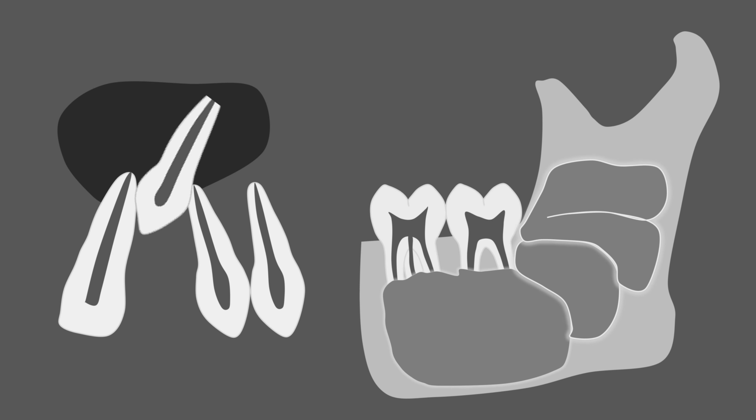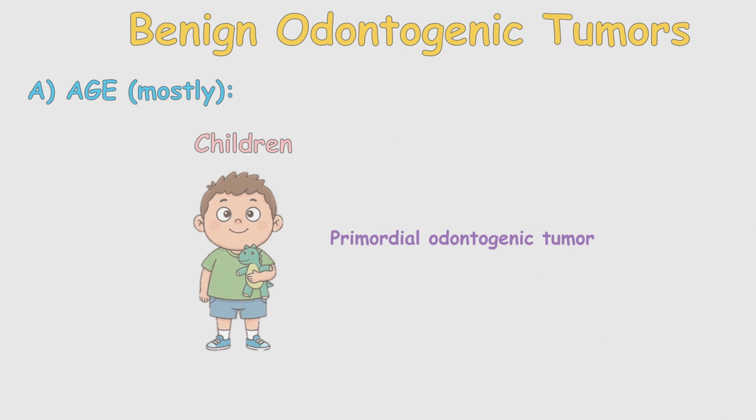In this video, I will explain how to identify benign odontogenic tumors in multiple choice questions with some unique points to identify tumors. And after that, I will give some scenarios so that you can clearly understand. First, we have to categorize based on age.